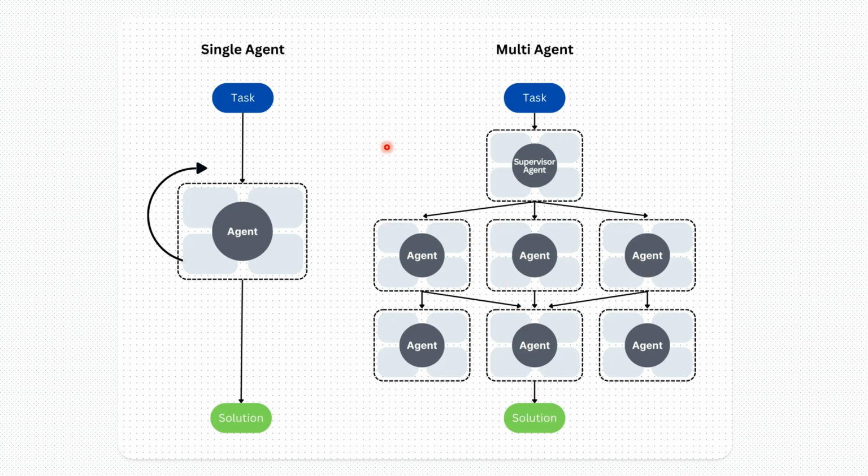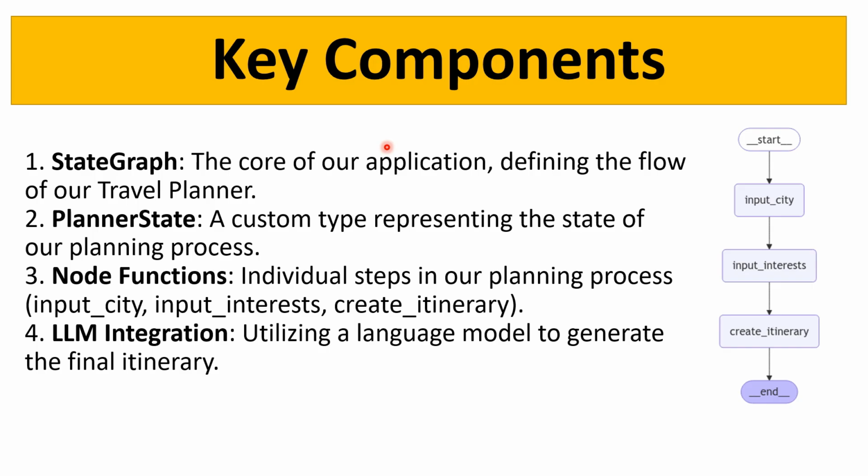Now, what are the key components of our travel planner application? If you see this graph, it has a start node, and after that we have the input city, input interest, and create itinerary. These are three types of tasks. That means this task is taken by one AI, this task is taken by another AI, and the third task is taken by a third AI. So we need to use the multi-AI agent concept here.